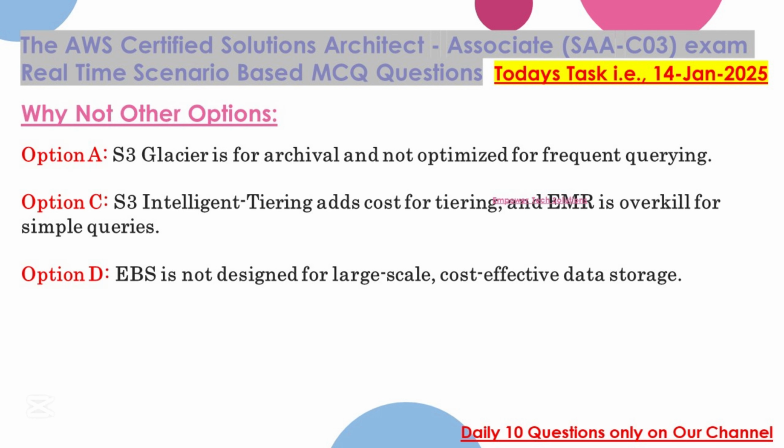Why not other options? Option A, S3 Glacier is for archival and not optimized for frequent querying. Option C, S3 Intelligent Tiering adds cost for tiering, and EMR is overkill for simple queries. Option D, EBS is not designed for large-scale, cost-effective data storage.